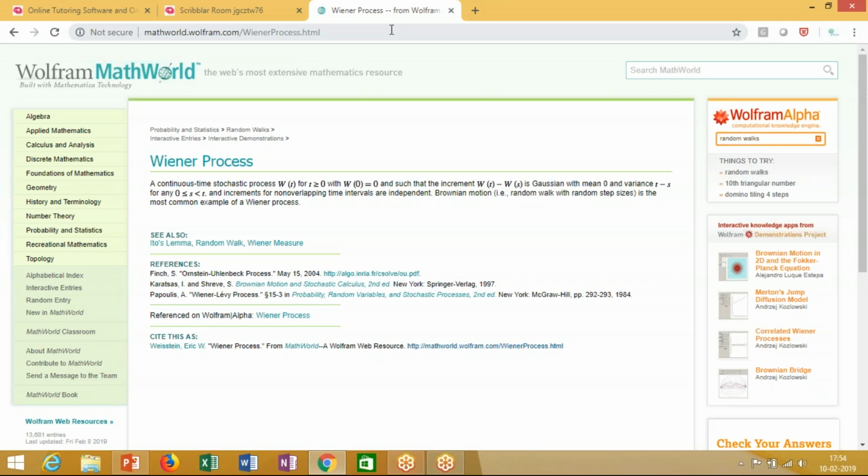And this is for any t greater than or equal to 0. Now, if there are two movements, I mean, if there are two points of time, and two mutually non-overlapping time periods, so one is WT and the other is WS. So these are two times.